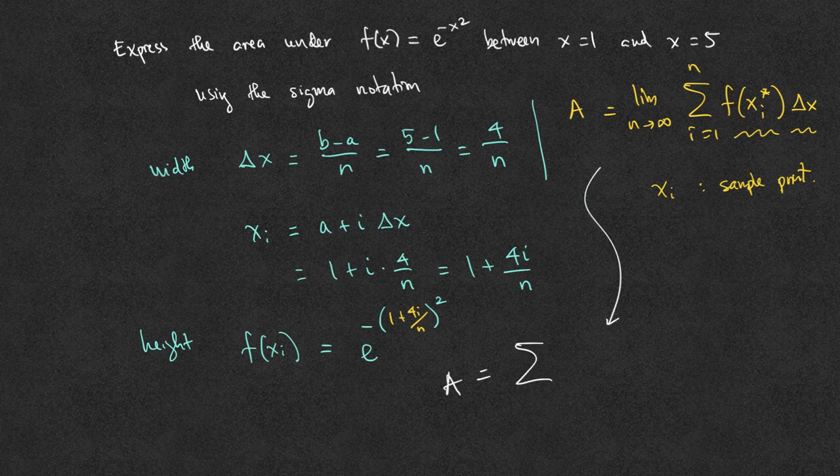The area is the limit as n goes to infinity of the sum as i goes from 1 to n. The height f of x sub i is now e to the negative (1 plus 4i over n) squared, times the width, but the width delta x is 4 over n. This width is not in the power. And we're done.